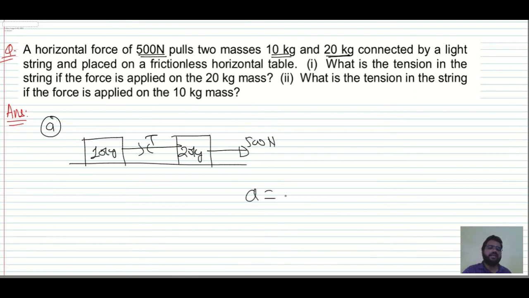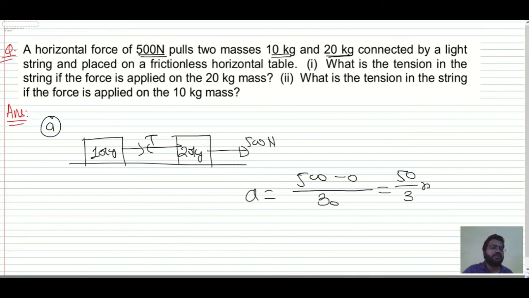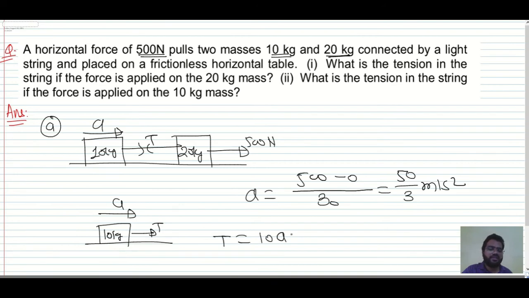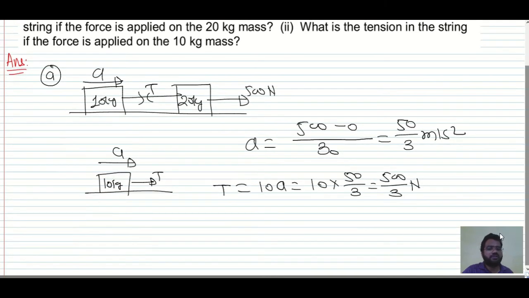So firstly calculate acceleration. Acceleration is greater force 500 minus smaller force 0 divided by total mass in the system, which is 30. So you will get 50 by 3 meter per second squared. Once you got the acceleration, find out the tension. So tension you can consider only for the 10 kg block. This is the tension and this is the acceleration. So tension we have is 10a, which is equal to 10 into 50 divided by 3, which is 500 divided by 3 Newton.